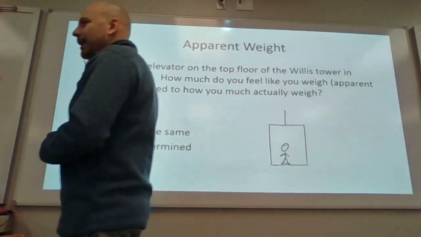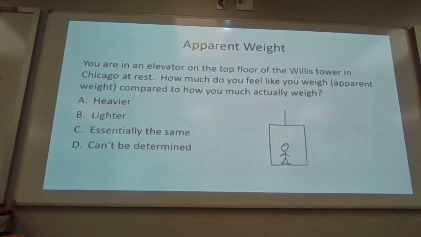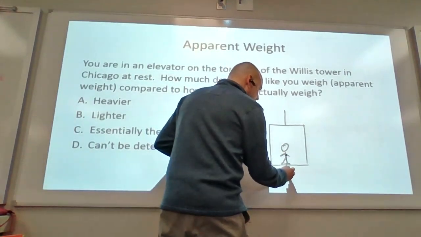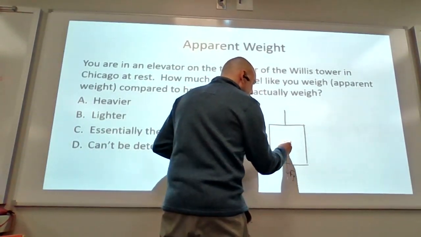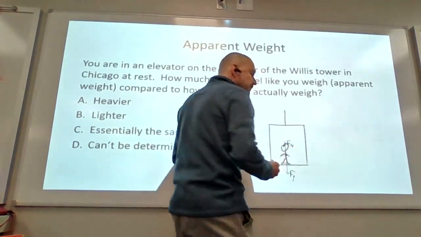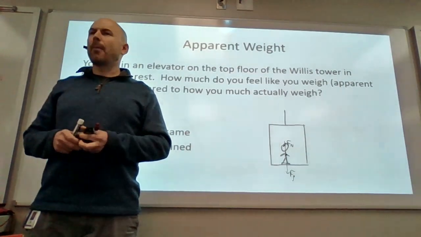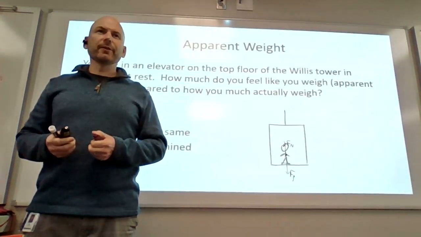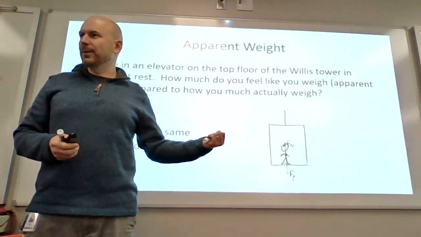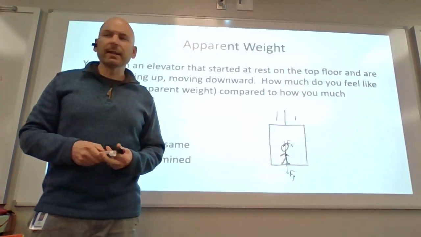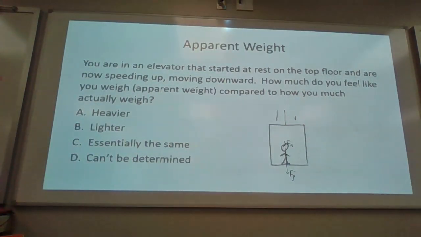Everybody go to a C. Got a force of gravity, normal force. You're at rest, so the sum of the forces is equal to 0. Normal force is equal to force of gravity. This is how bathroom scales are designed to work. Okay, but now let's change the scenario. Let's say that you are now speeding up, going downward.